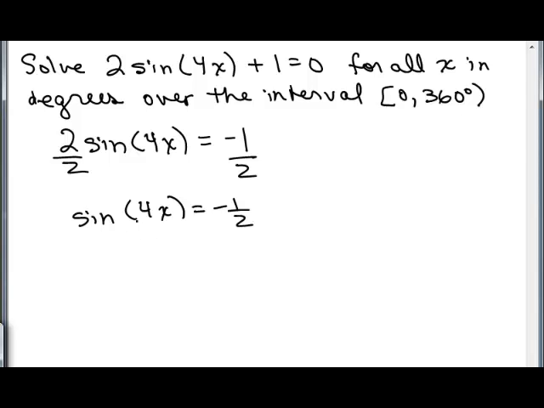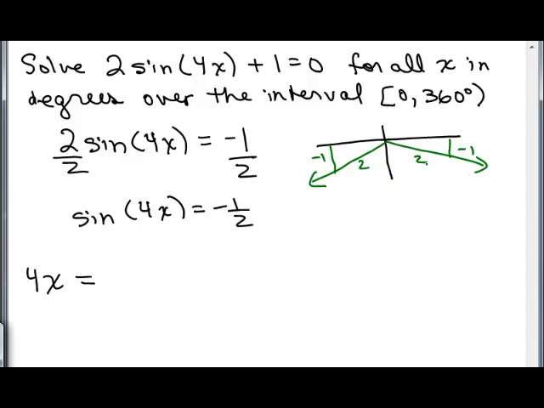Now we want x to be between 0 and 360 degrees, right? But notice the angle here is not x, it's 4x. So first we're going to keep that in mind. This is a special value, where you get the sine equaling negative 1/2. So 4x has to be in quadrants 3 or 4. So let's see where that would be. For the sine to be negative 1/2, like here or here, right?